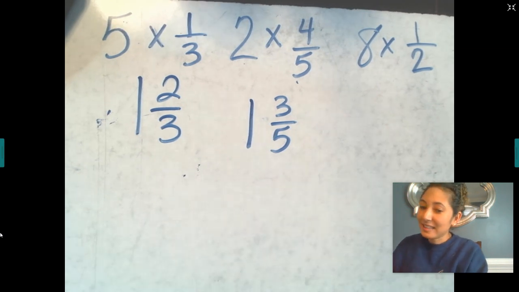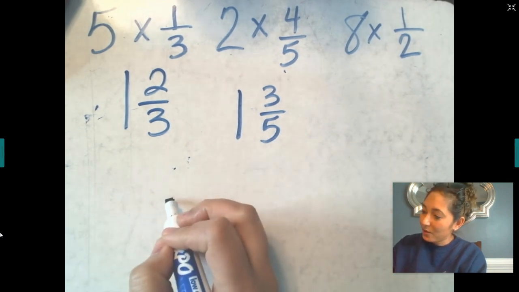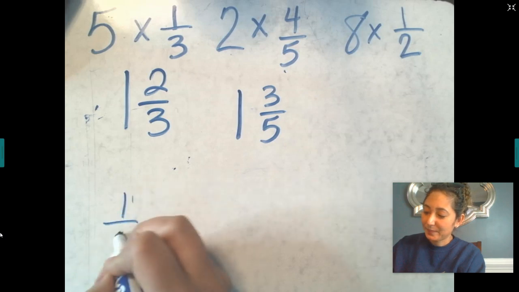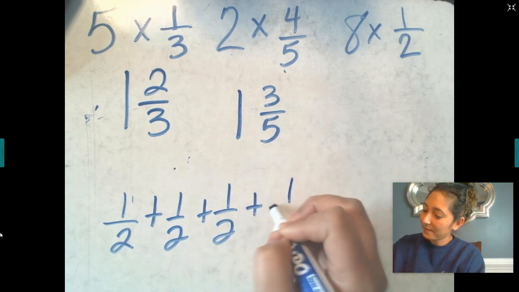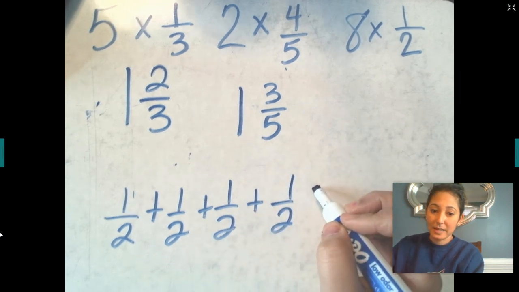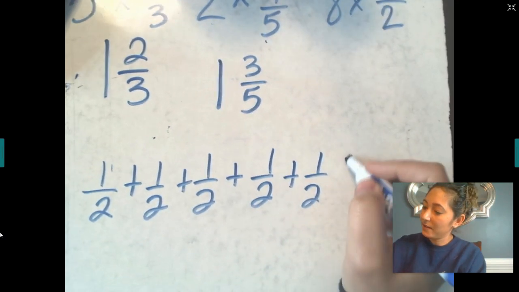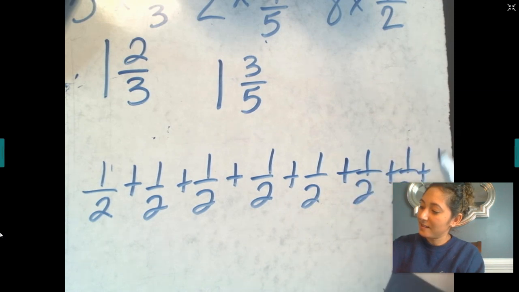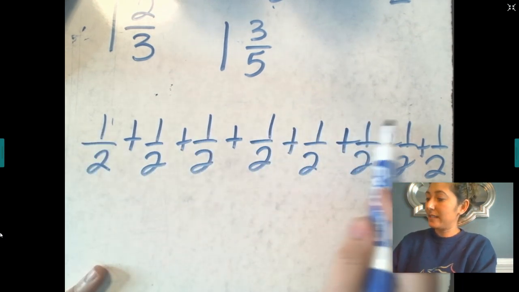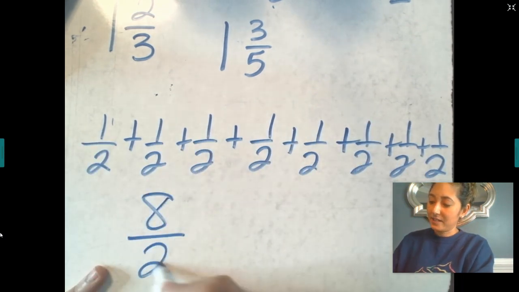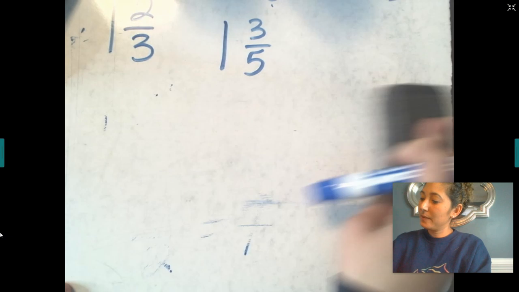Okay, and the last one, 8 times 1/2. So we have 1/2 8 times. Going to run out of space, aren't I? 1, 2, 3, 4, 5, 6, 7, 8. And if we add all of those 1/2s, 1, 2, 3, 4, 5, 6, 7, 8 halves, and 8 divided by 2 is 4. So the answer to that problem is 4.